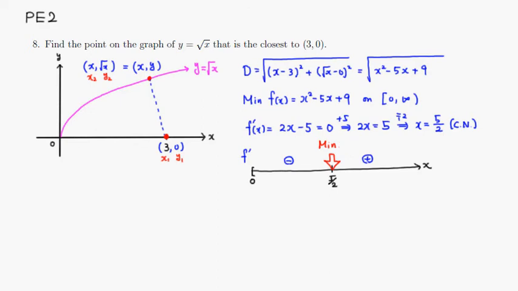The closest point: the x coordinate we already have, 5 over 2, and the y coordinate is the square root of that. So therefore, the closest point would be x is 5 halves and y is square root of 5 halves. So that is the closest point on that graph to (3, 0). That's it. I hope that this was clear.